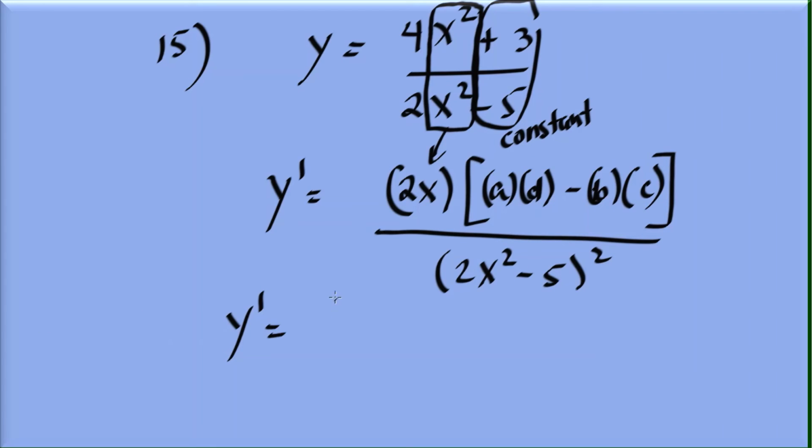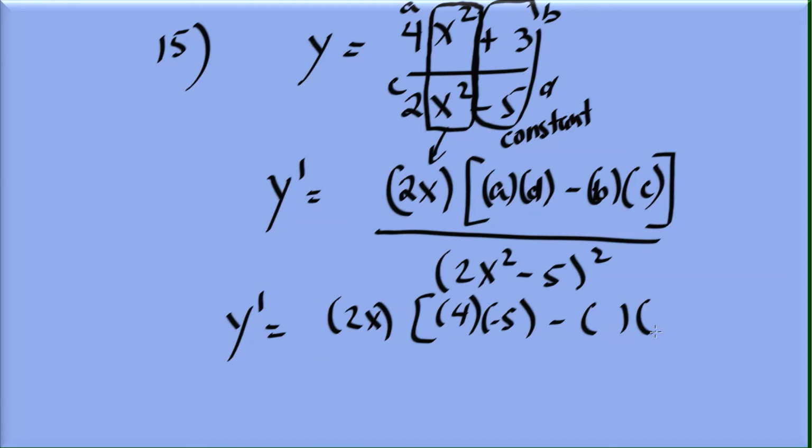So y prime is 2x. Again, what is AD? A is 4, and A, B, C, D. So AD is 4 times negative 5. And then minus BC. What is your B? B is 3, and C is 2.